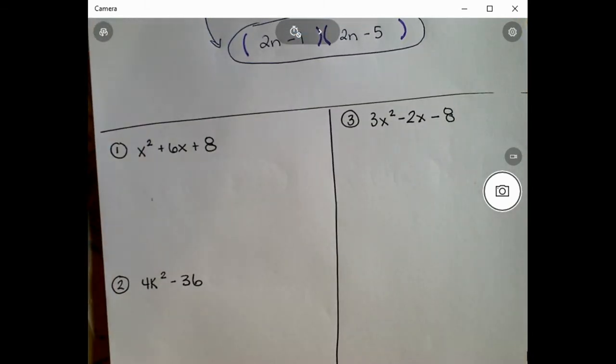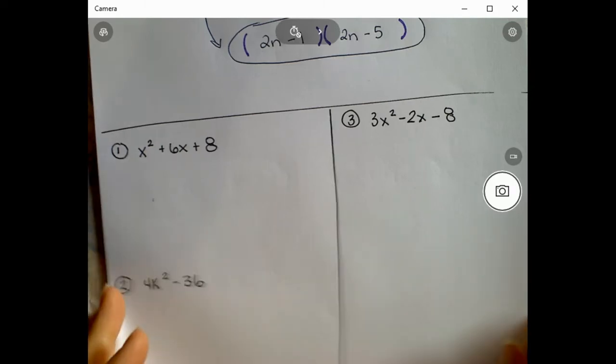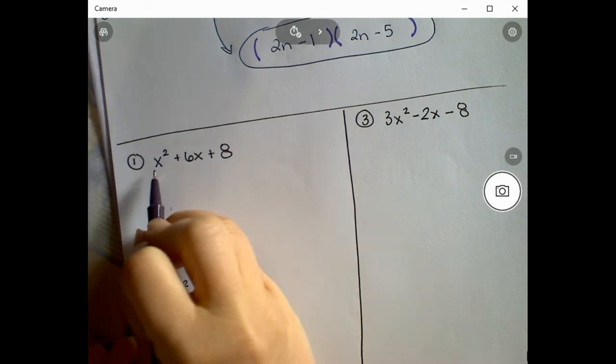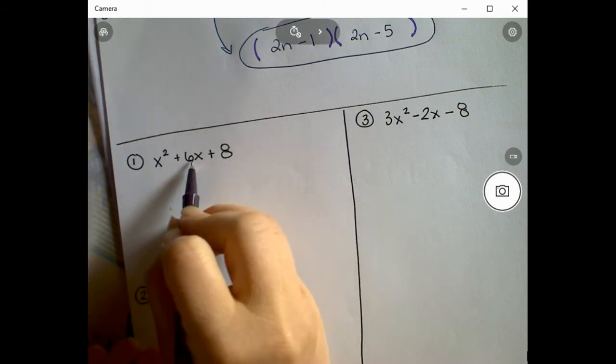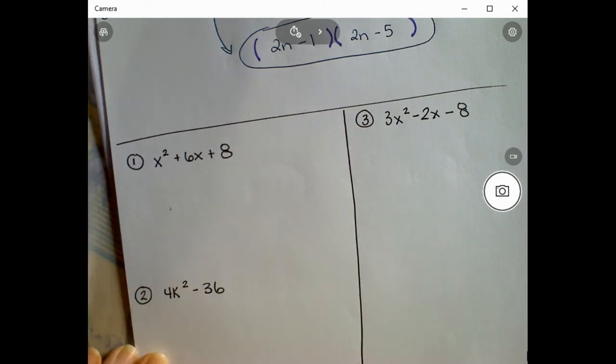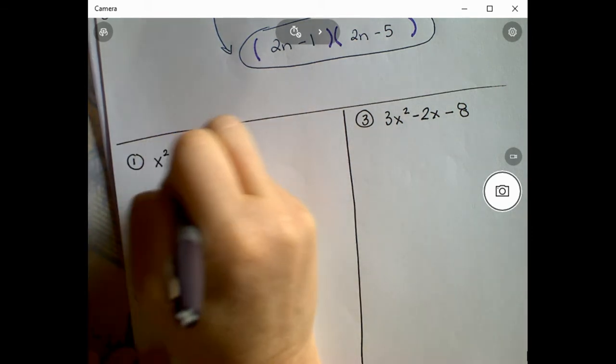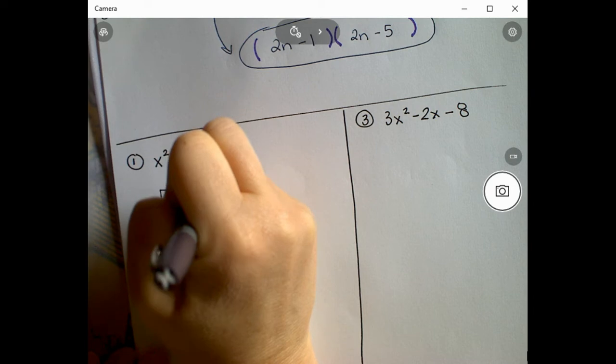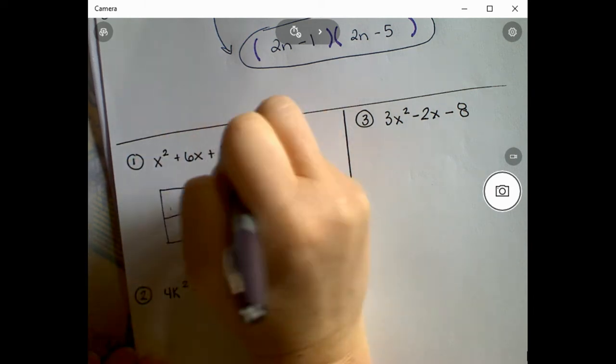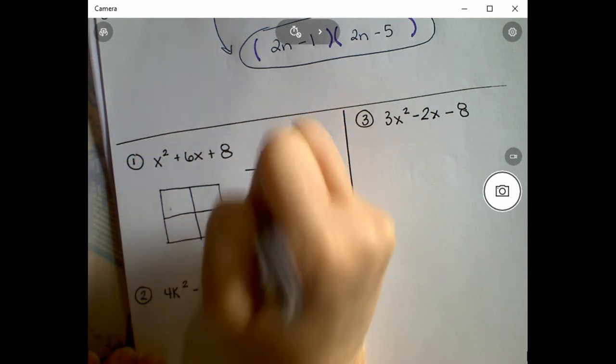Now, if you feel like you already know how to do it, it would be smart to just pause the video, try it, and then check your answer. All right, here we go. Step 1. Is there a GCF? Nope, no GCF. Step 2. Set up your box, your T-chart, and your answer.